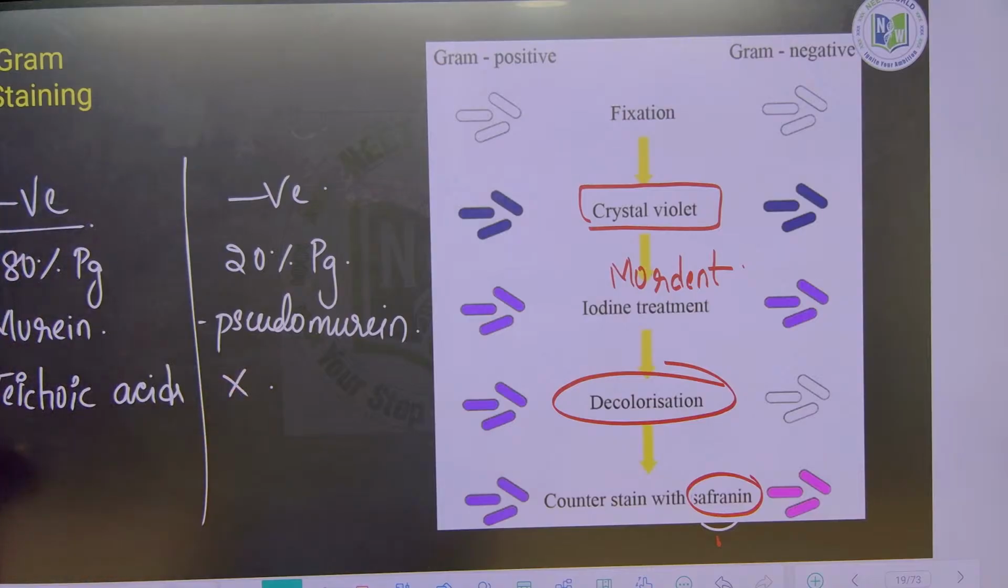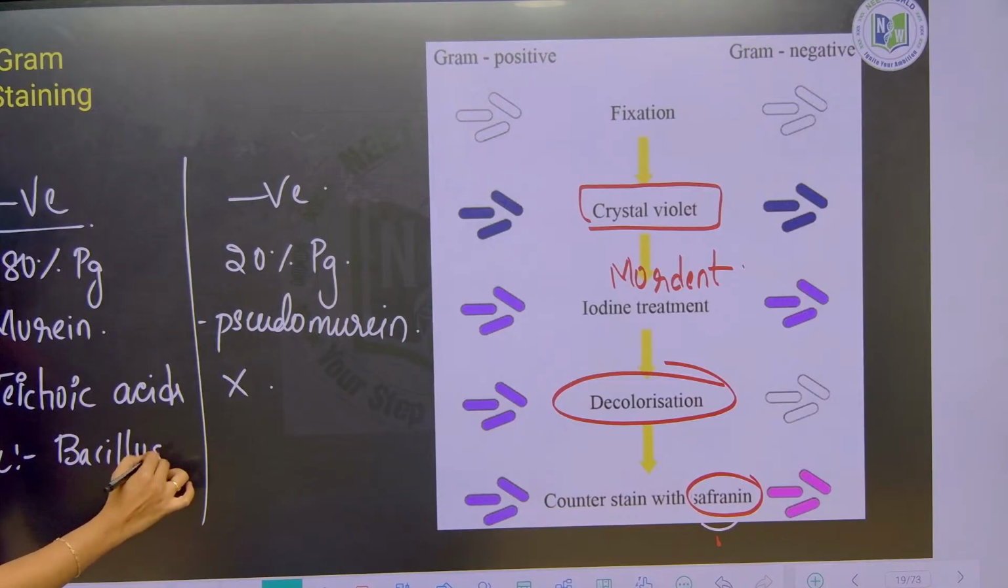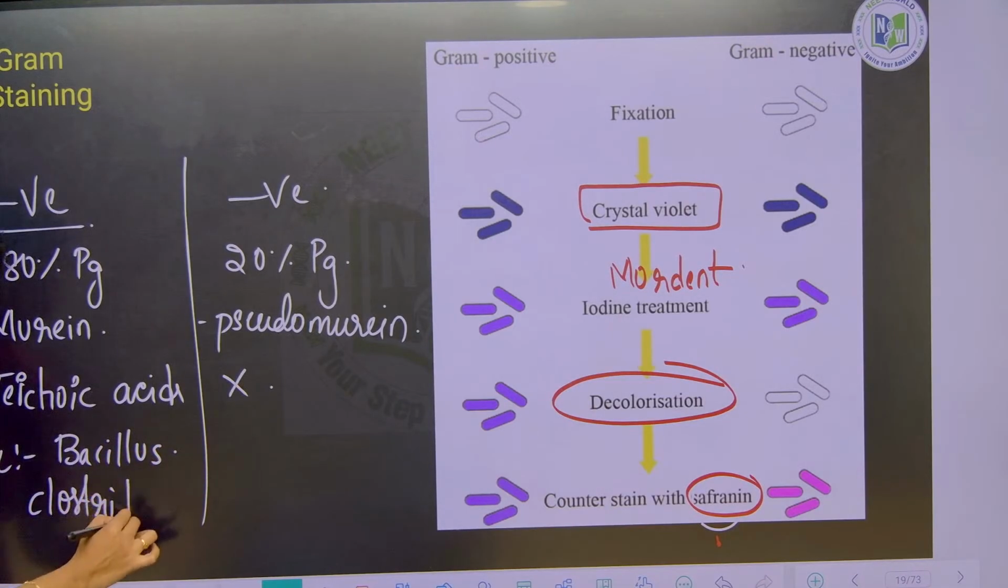Few examples for gram positive include Bacillus, Clostridium, Corynebacterium.